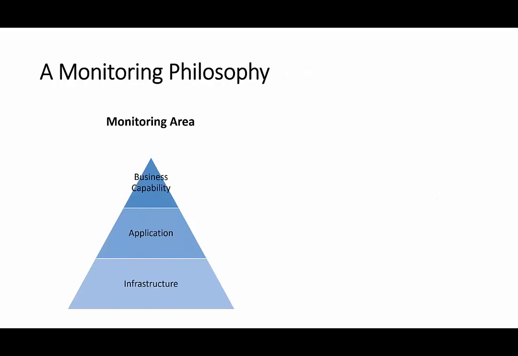So we've got these 3 layers. And each of these layers talks to a specific monitoring area, where the types of questions that we ask mean that we monitor slightly different areas of our system. But there's another element to this.